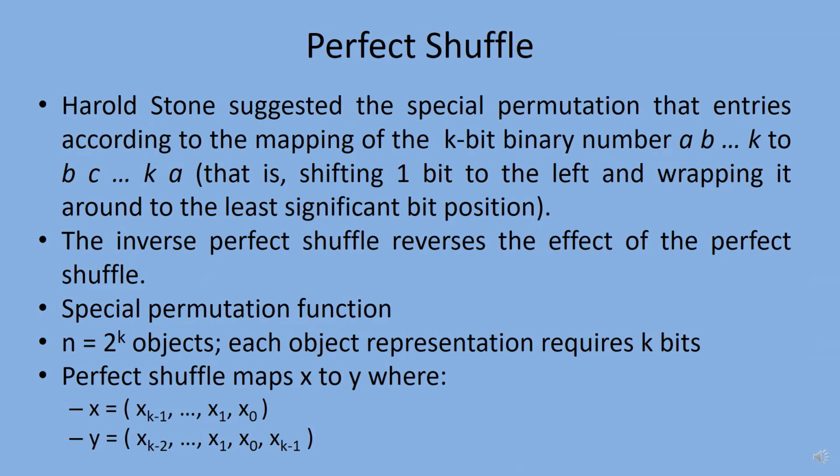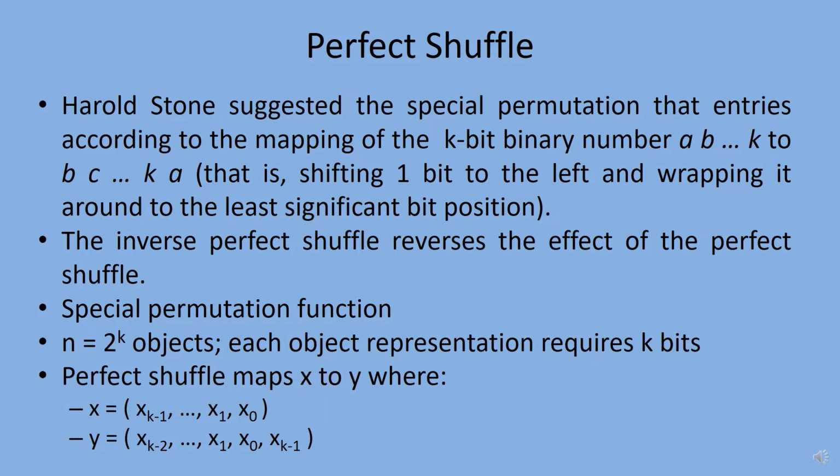Perfect shuffle. Harold Stone suggested the special permutation that maps the k-bit binary number a, b, c, up to k, to b, c, up to k, followed by a. That means it is a 1-bit left shift. Then automatically the MSB will be shifted to the least significant bit. The inverse perfect shuffle reverses the effect of the perfect shuffle.